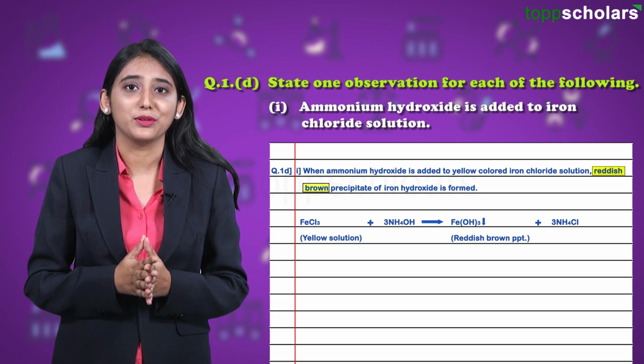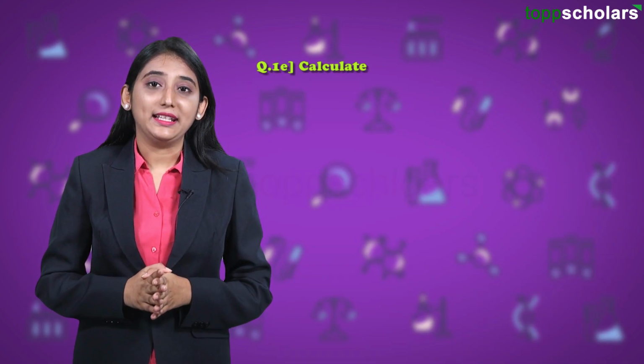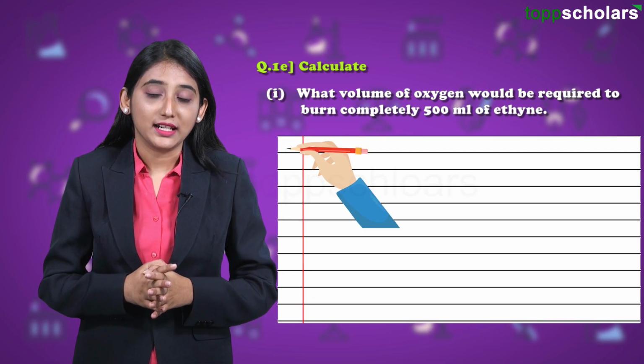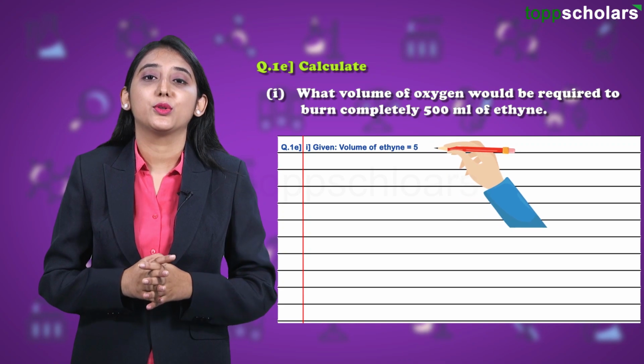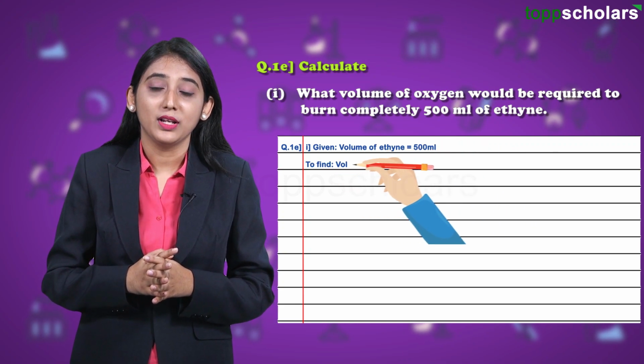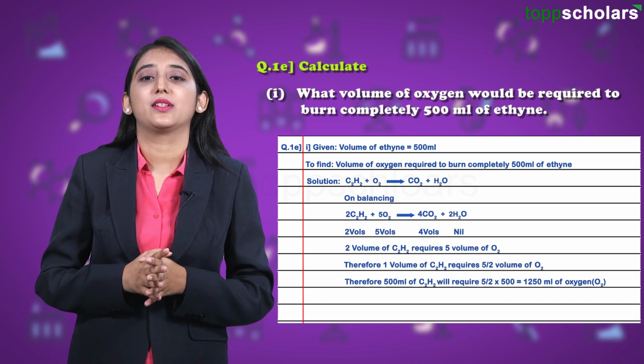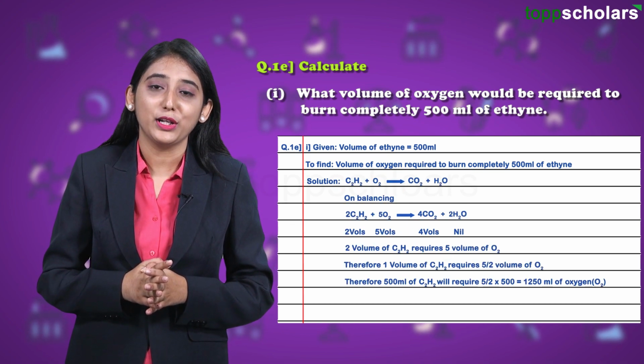For question number 1E, that is numerical based questions, you need to first write down the given data, the formula that is required to solve the given numerical problem, substitute the values, and clearly show all the steps that are required for the individual calculations.